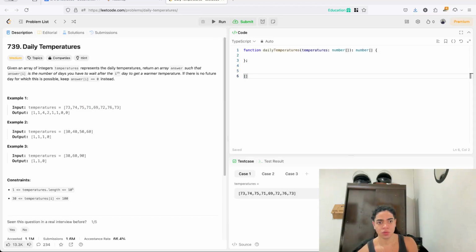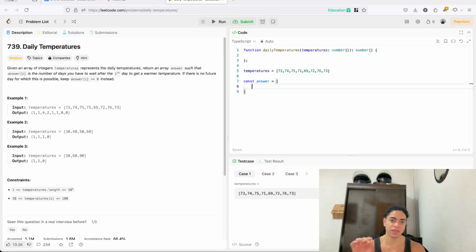So we need to generate something called an answer array, where each position will have a value. If we take a look at the temperature here, the value at this position represents the number of days you have to wait after the first day to get warmer temperatures. By doing the brute force, we compare this with this one. It's actually warmer, which is greater. Yes, it is. We have to wait 1 day.